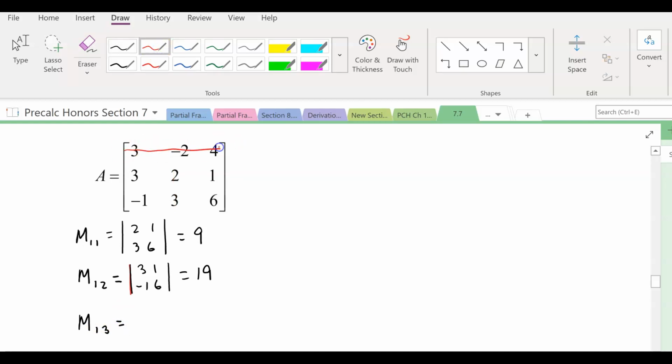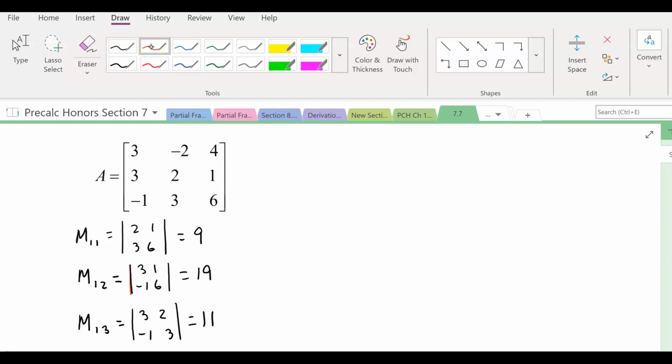So row 1, column 3. I'm going to find the determinant of 3, 2, negative 1, 3. That's going to be 9 minus negative 2, so that's going to be 11. All right, so that takes care of the first row.